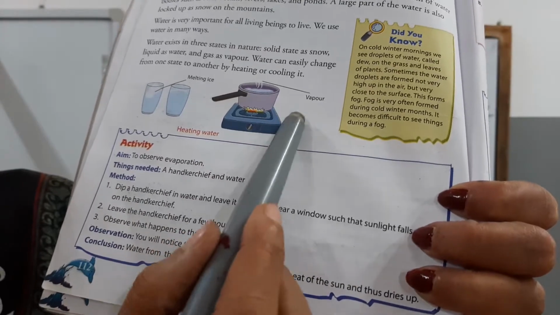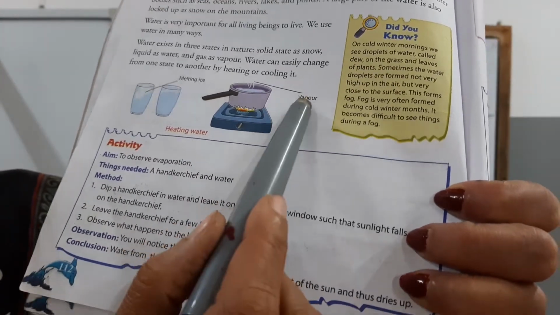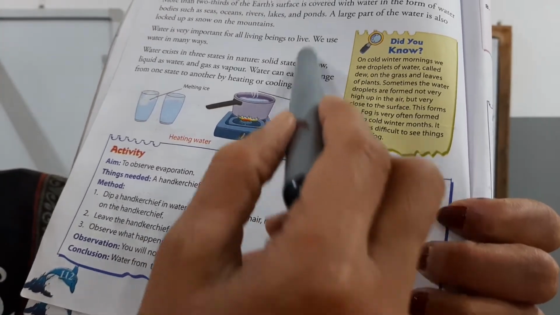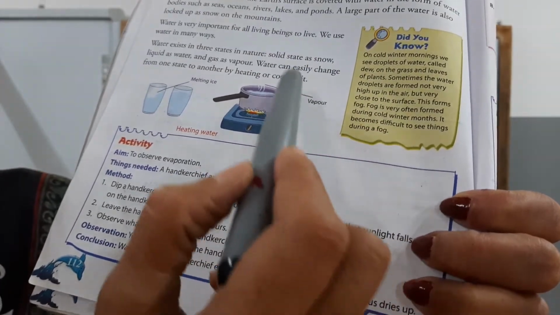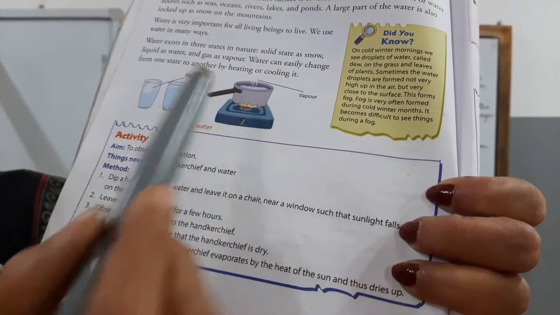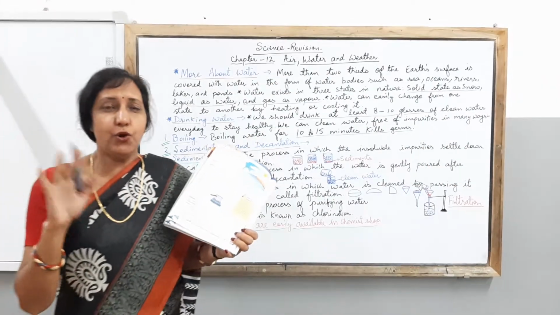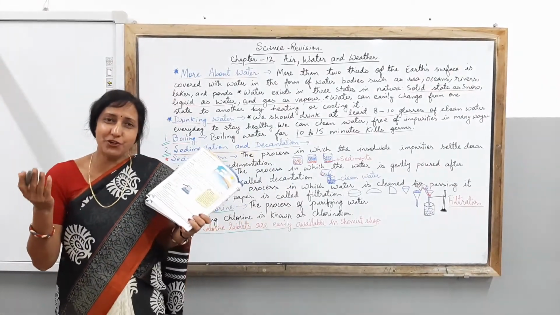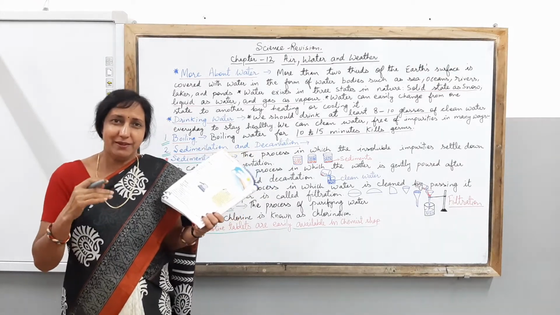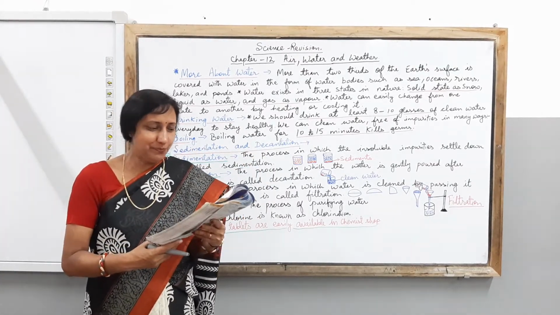Then children, it is shown here that the water is boiled and then vapor is forming right here. The same water container should be covered with a lid. And children, when you cover this with a lid, what will you get? You will get water droplets again, back in the form of liquid.